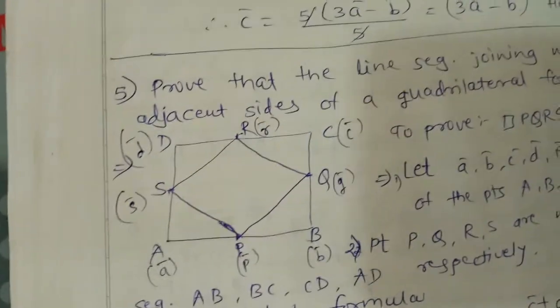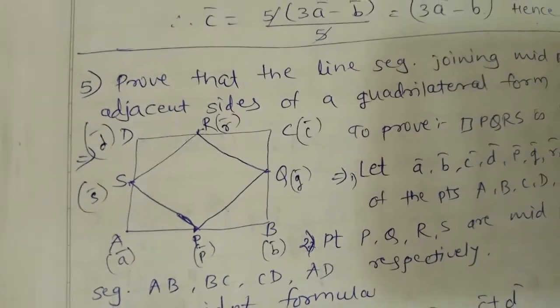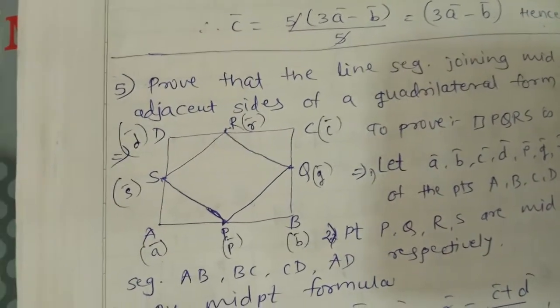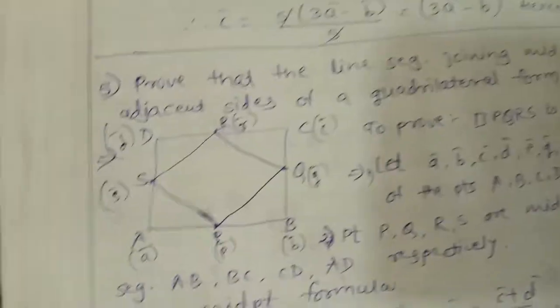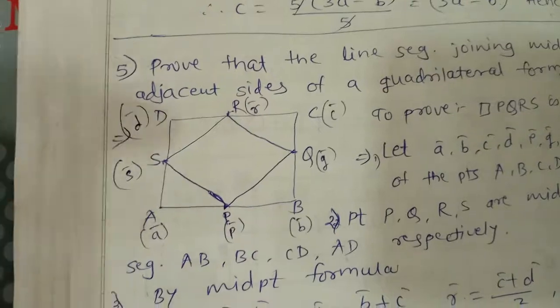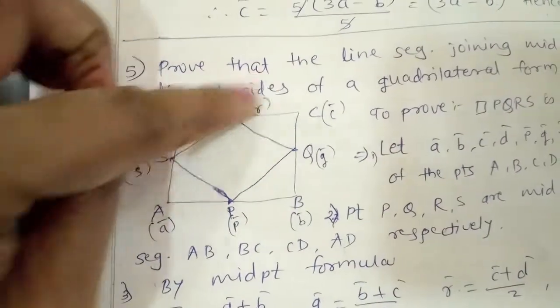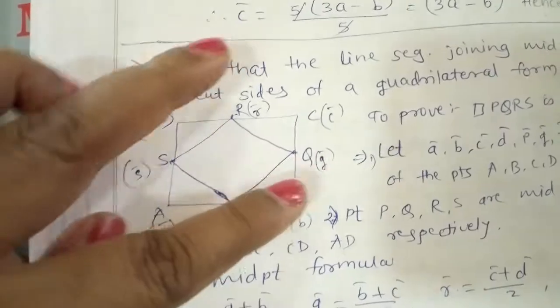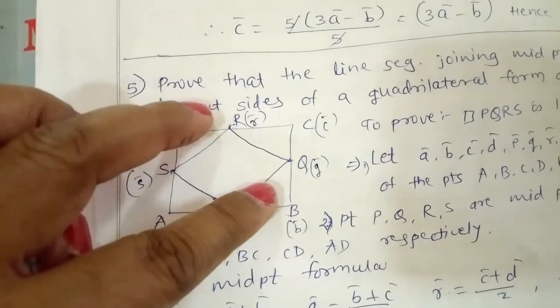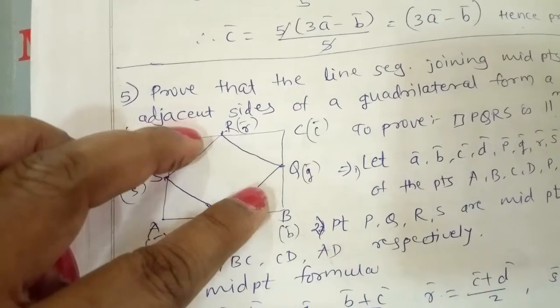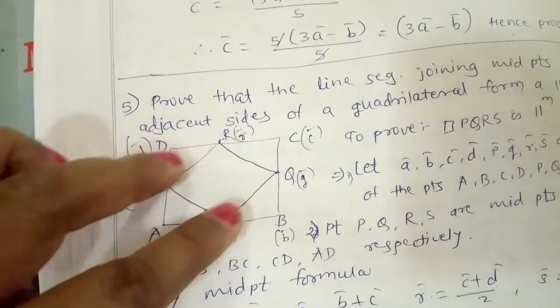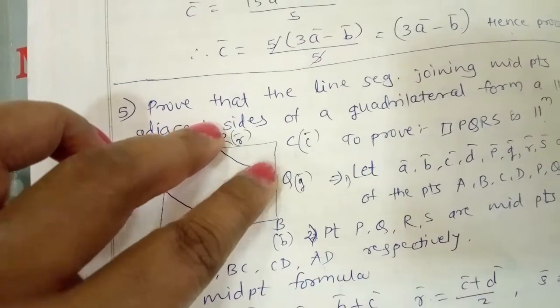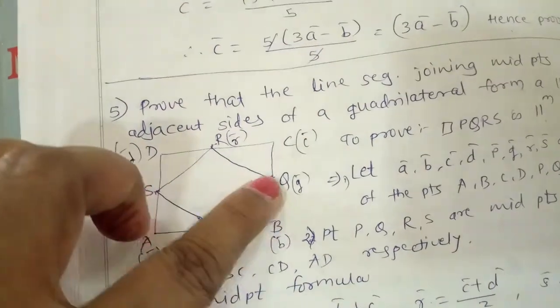So I already told you that whenever we have to show that the quadrilateral PQRS is a parallelogram, we have to show that opposite sides are parallel. And to show the opposite sides parallel, we have to show that the opposite sides, or opposite vectors, are equal. So these two vectors, SR and PQ, are equal. Whenever two vectors are equal, they are in the same direction. And similarly these two vectors, PS and QR.